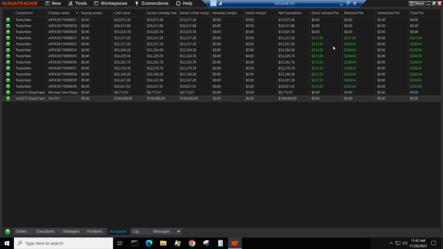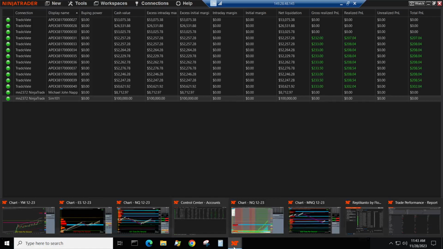$200 done, $200 done. And I went all micro today. I think I did a little bit of NQ, but only on the lead account, and that's why that was a little bit more money, another $100. I think I took a couple.